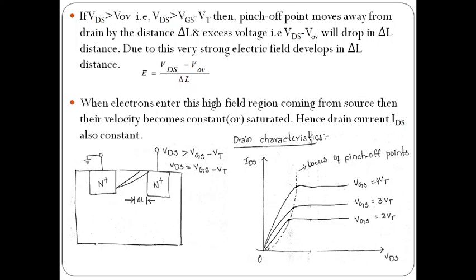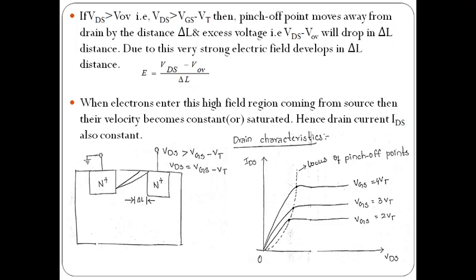So now the drain side becomes reverse biased. This reverse bias forms the depletion region. In this depletion region we have immovable charges. These immovable charges develop a very high electric field. We can write electric field equals voltage per distance. The excess voltage is VDS minus VOV, and the pinch off occurs delta L distance from the drain. So the field is (VDS minus VOV) over delta L. If delta L is a very small value, then the electric field intensity becomes very strong.